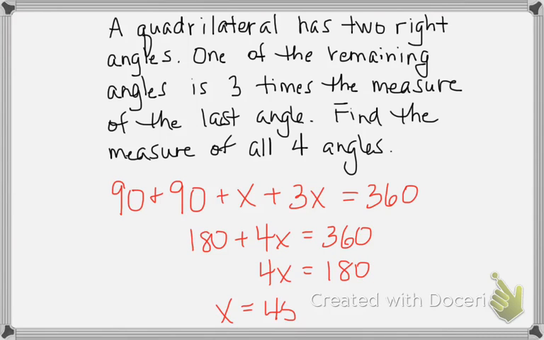Yep. Now am I done? No, because I asked you to specifically list out all of the angle measures. So what are two of your angle measures? You've got a 90-degree angle and a 90-degree angle. What's another angle measure that you found? 45 is one of them. And then the last one? What is it? Right, 135, because it should be 3 times the 45-degree angle. Any questions on that? All right, so we're done.